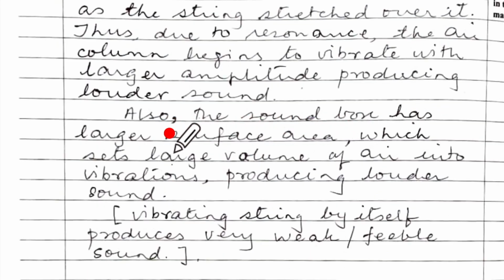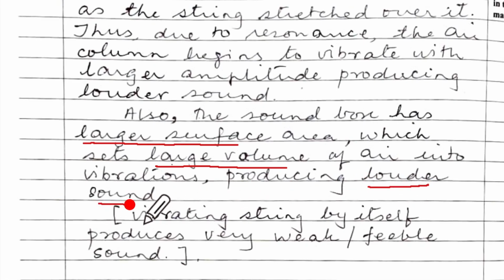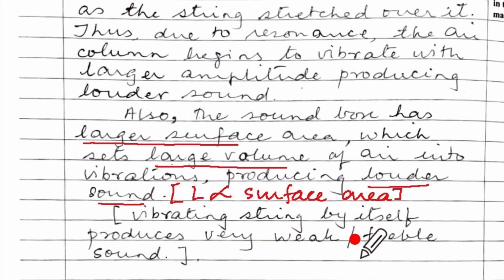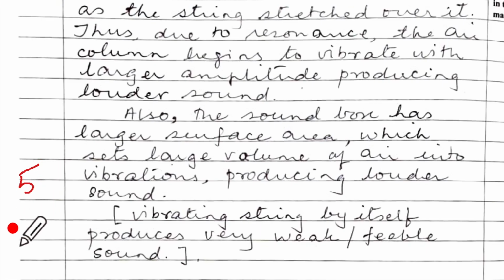Also, the sound box has larger surface area, which sets larger volume of air into vibrations, producing louder sound. Now, this is because remember, loudness is directly proportional to the surface area. Okay, so you can also be asked that the vibrating string by itself produces very weak or feeble sound, but with the sound box, it produces louder note. So these were the 5 give reasons on resonance.